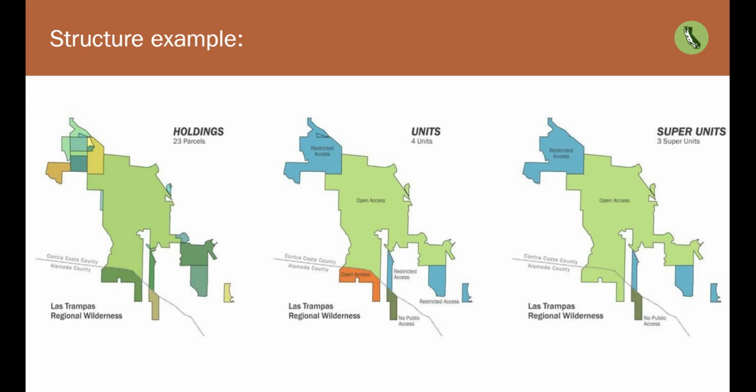Another example is Las Trampas Regional Wilderness in the Bay Area. In the holdings level view, individual parts are divided up at the parcel level. In the units level view, the data is more generalized, but you can see the split at the county line. And in the superunits level view, all the details are dissolved to only differentiate between name, manager, and access. This is the recreation focus, where the most important details are public access and who manages the land.